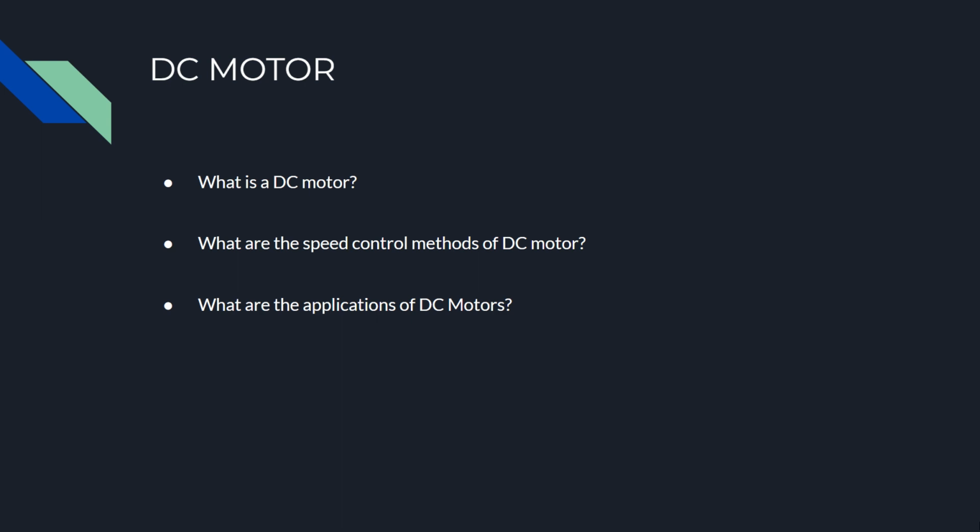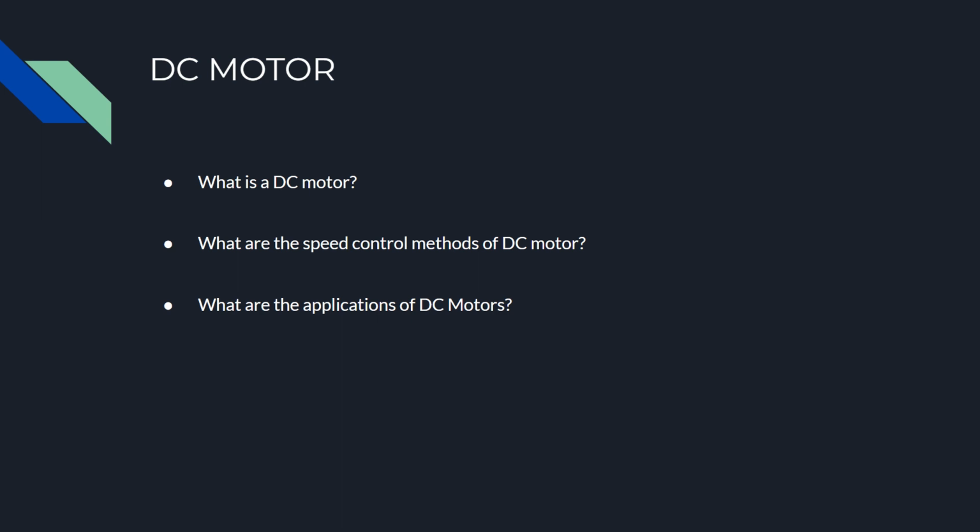One of the reasons DC motors are preferred over other type of motors is their ability to control their speed, which is a necessity for industrial machinery. What are the speed control methods of DC motor? First, speed control of shunt motor, flux control method.